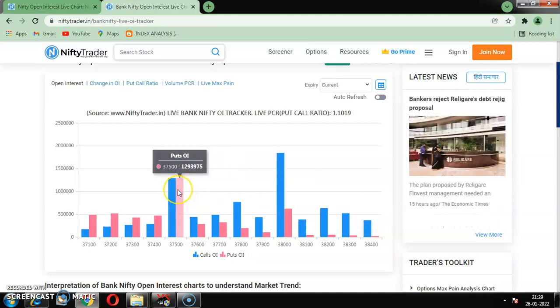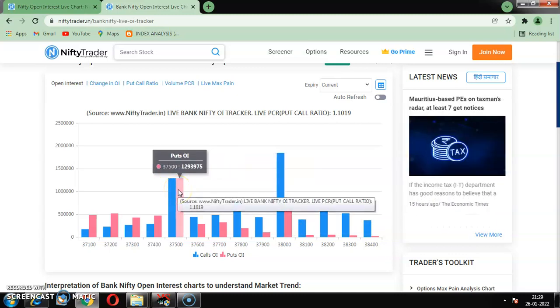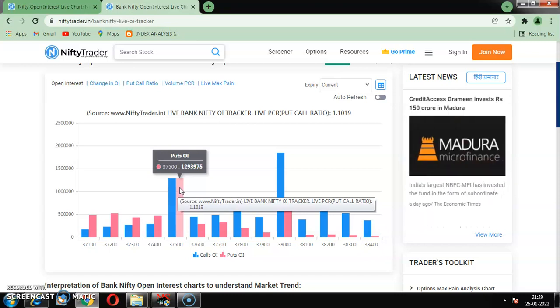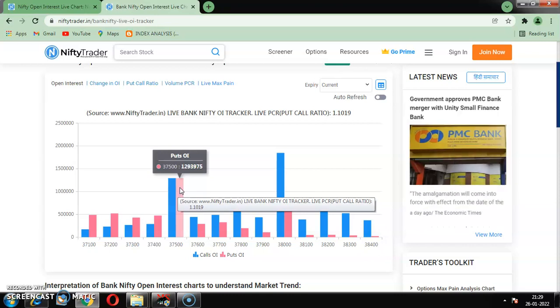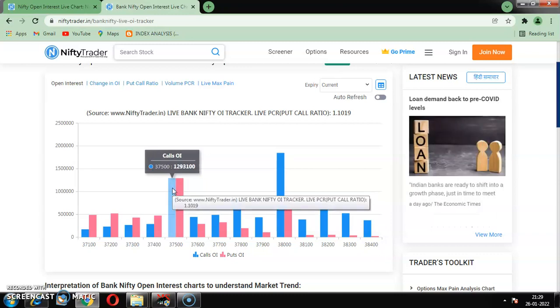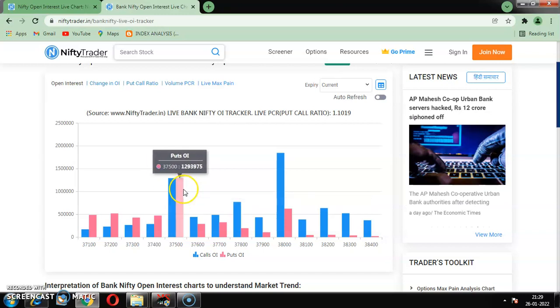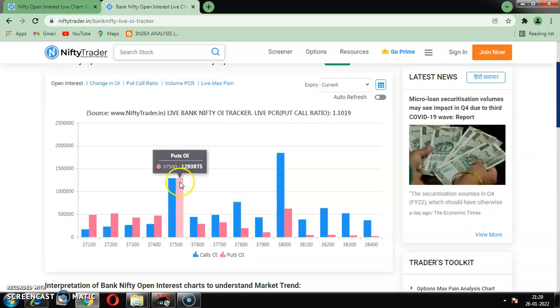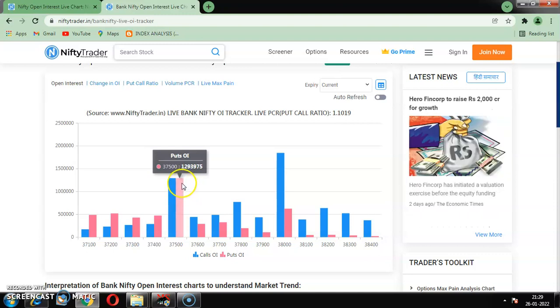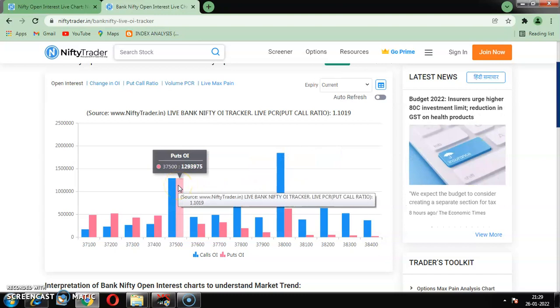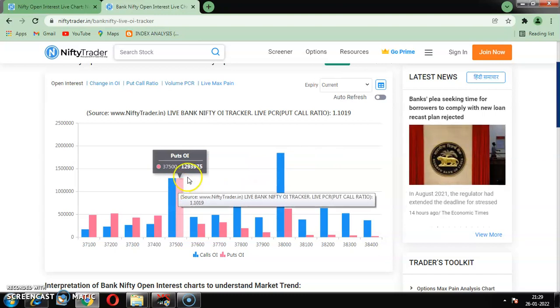Now if I come to this area, the strike rate is 37,500, where the open interest of put is 12 lakh 93,975, and at the same strike rate the open interest of call is 12 lakh 96,100, more or less the same. So we can say that this would be strong resistance. So what would be the range of Bank Nifty? This week the Bank Nifty range would maybe be 37,500 to 38,000.